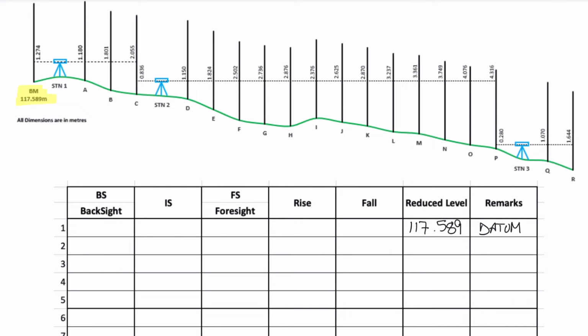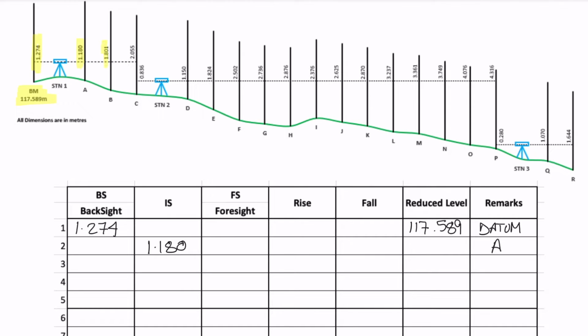At the same point where we know the reduced level, we have taken a staff reading of 1.274. This is the first reading taken at station 1, therefore it will be a backsight. Next reading taken is at point A. It is an intermediate sighting. Its value is entered under the IS column, 1.180.